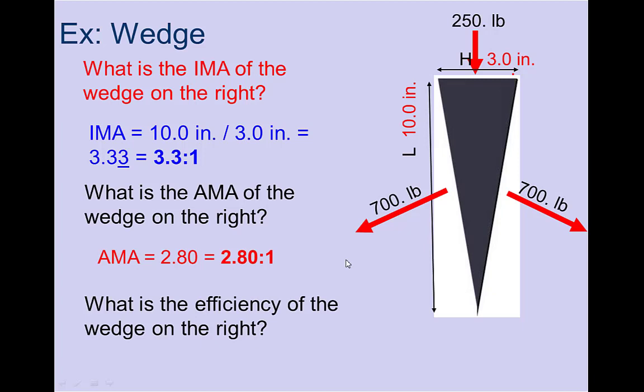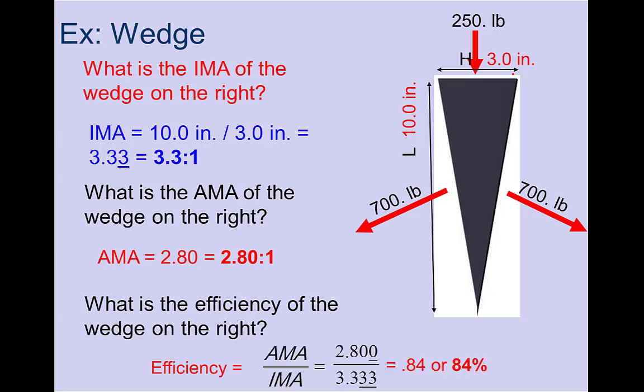So what's the efficiency of the wedge? Well, efficiency is the output over the input. So that's the actual, that's what I get out of the system, not including friction, divided by, well, what ideally would it be without any kind of losses? So that would be 2.8 over 3.3, and if I do the math, I get 84%. And again, if we ask ourselves the question, does that make sense? I think we get the answer, yes, it does, because it's less than 100%.